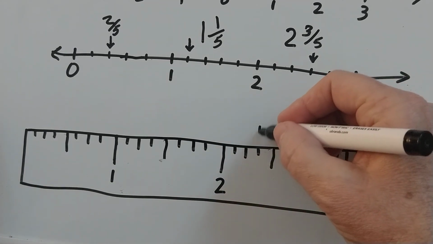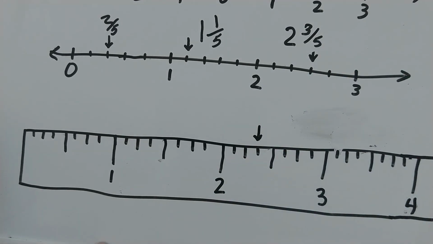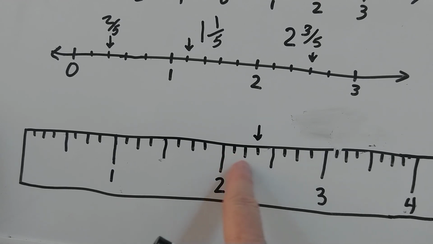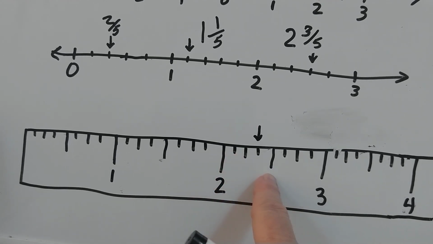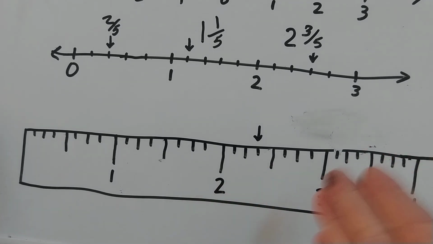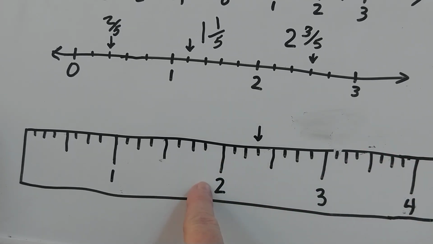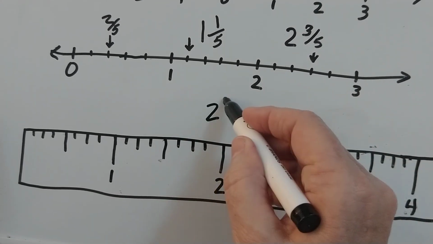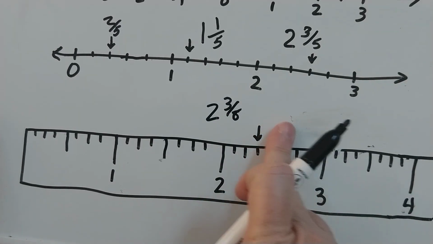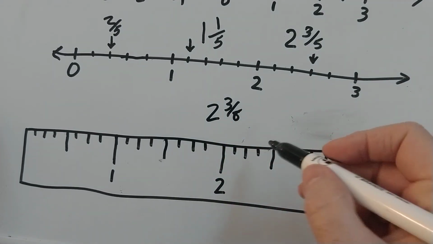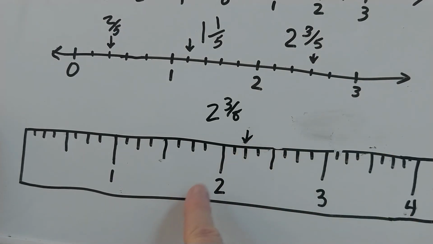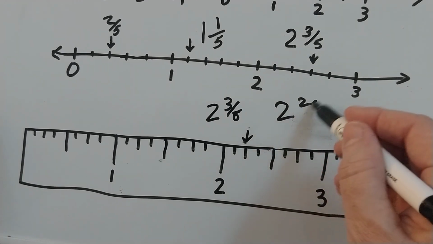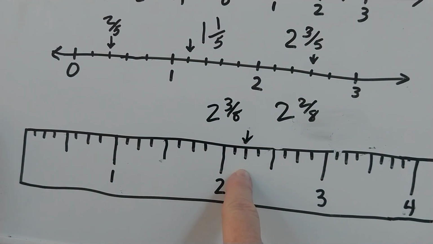So what if I was talking about this measurement right here? We know we have 2 whole, and each one of these is 1/8. Even the ones that are fourths and even the ones that are halves are eighths. So this would be 2 and 1/8, 2/8, 3/8. That would be 2 and 3/8. What if it was right here? We could say 2 and 1/8, 2/8. 2 and 2/8, which is actually 2 and 1/4.